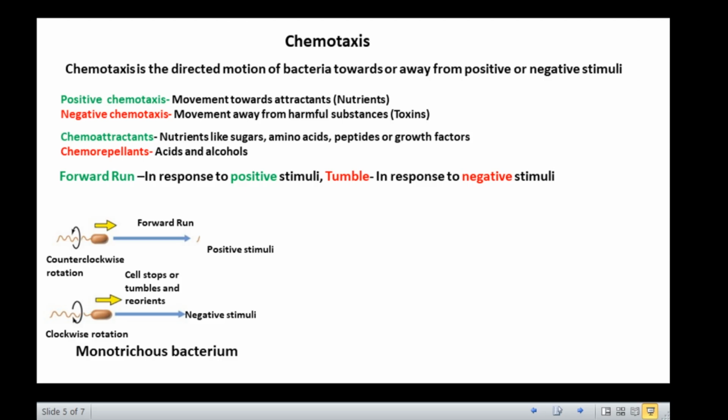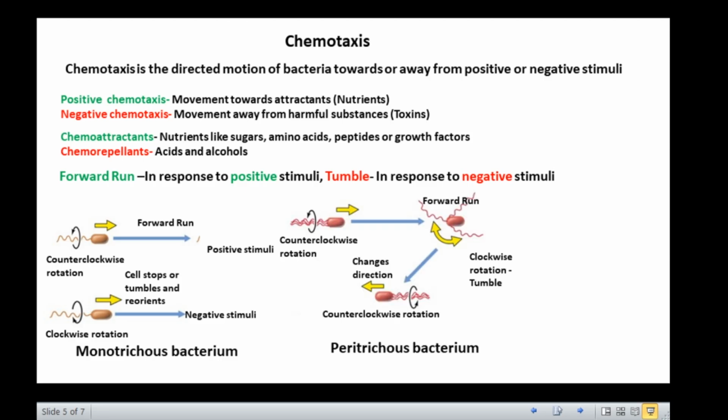Peritrichous bacteria move in a similar fashion, even though the situation is somewhat complicated by a requirement for bundling of the flagella to produce coordinated action during counterclockwise rotation. The tumble in peritrichous bacteria is the result of bundle disruption during clockwise flagellar rotation.